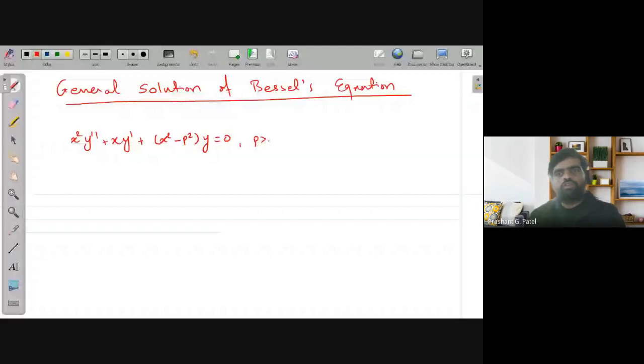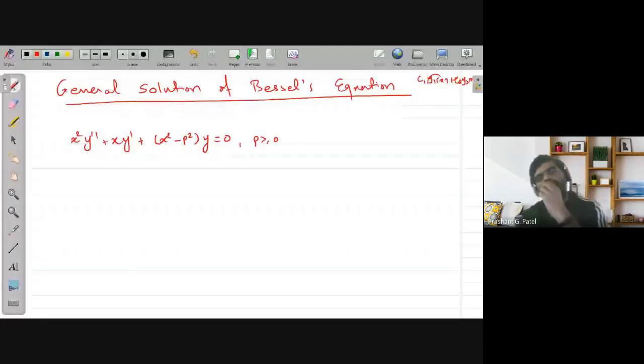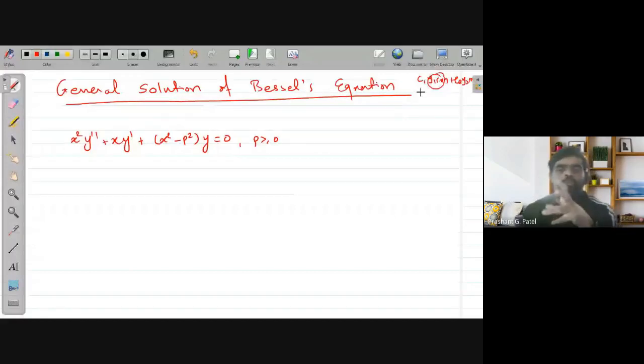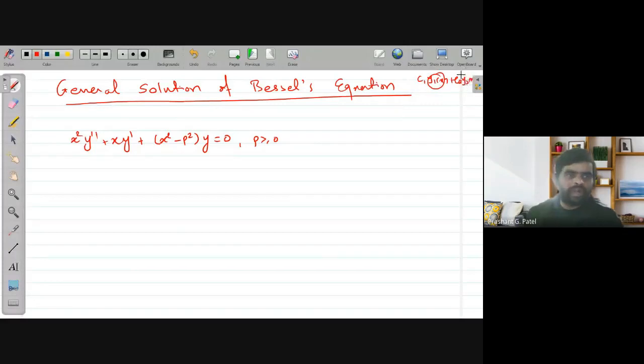General solution means it is of the form c1 y1(x) plus c2 y2(x). We have already calculated y1 in the previous lecture. We have discussed that one of the solutions is in the form of Bessel's function. Now the question is to calculate the other solution, that is y2. So we'll write this as a theorem.